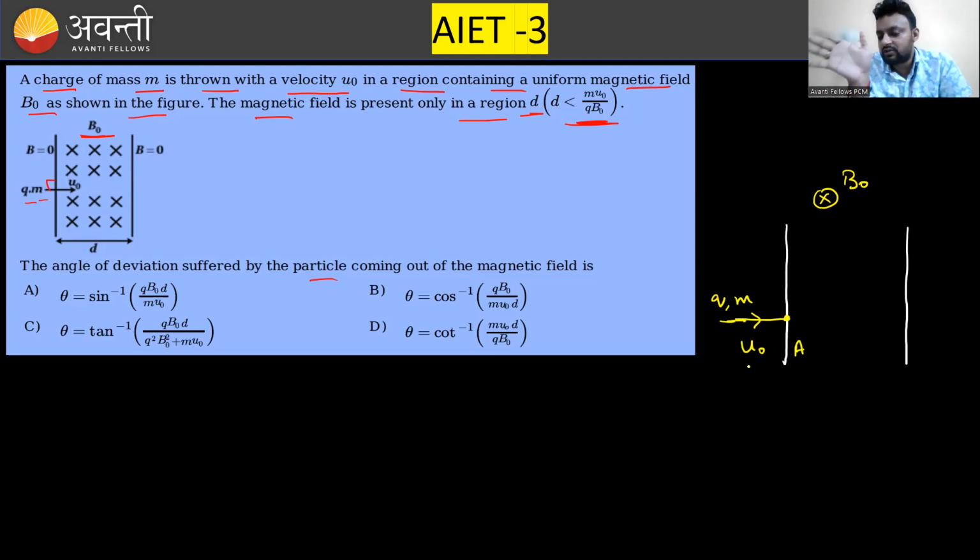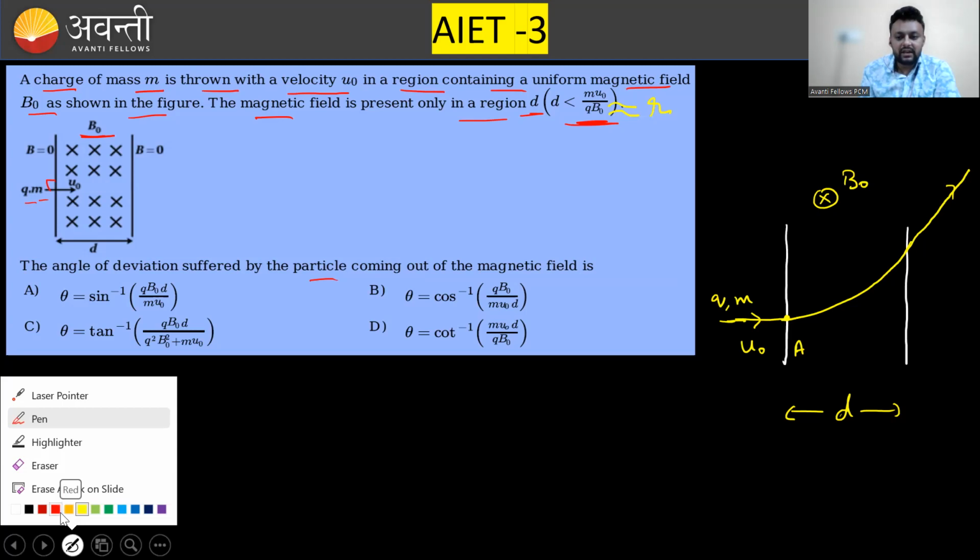At this point A, if I use the right hand thumb rule, velocity is in the right direction and magnetic field in the inward direction. So if I apply q v cross B, the force will be in the upward direction. The direction of the force indicates the center, so the center will be along this line, above A. Next, this separation D is somewhat less than the radius. You can see that m v naught upon q B naught is nothing but the radius. That means D is less than the radius, so this particle will not cover a complete circle, but will move something like this. After that, it will move undeviated because here the magnetic field is zero. So it will move something like that.